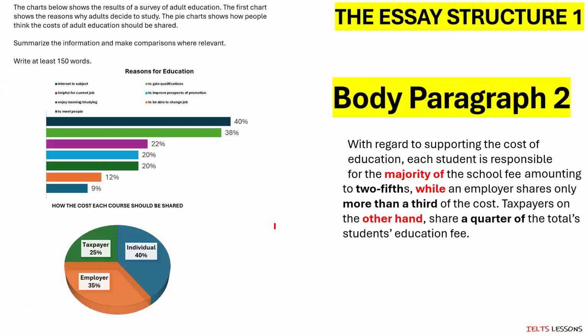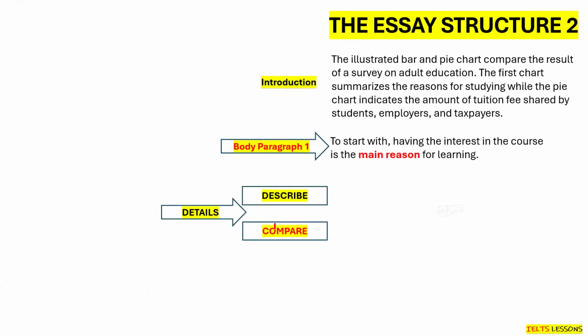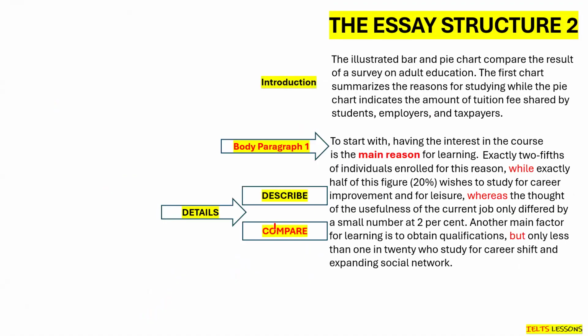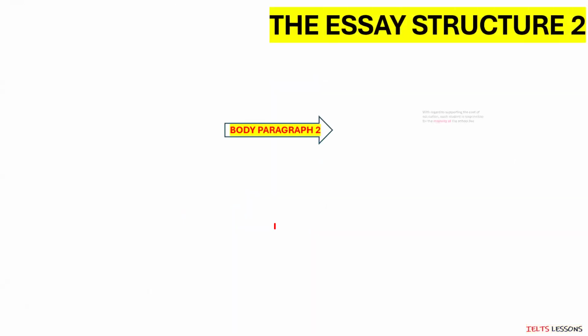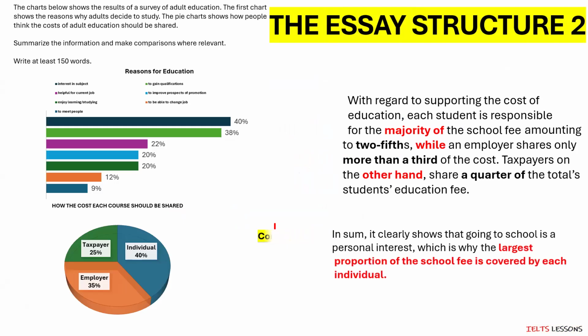And the second structure, on the other hand, is like this. We have the introduction, we have body paragraph 1, and the same thing, each body paragraph should contain the description of what the graph is and the comparison of what is shown in the graph. So there's a body paragraph 2, and it's ended by a conclusion, which is very similar to an overview. However, it's placed at the last paragraph.